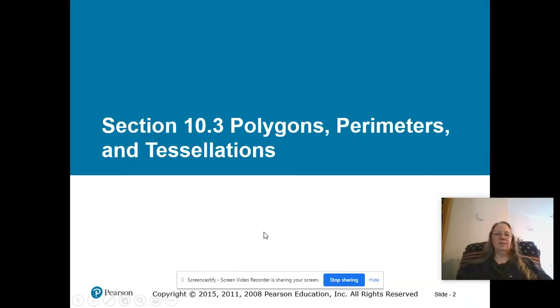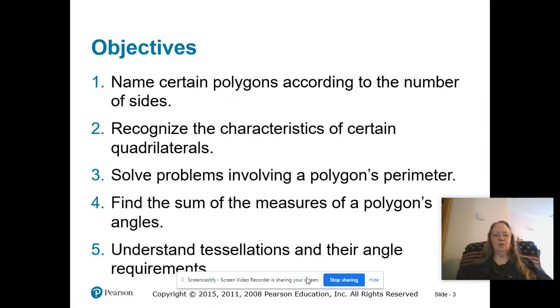All right, section 10.3, polygons, perimeters, and tessellations. Okay, what are we going to do? We're going to do all of that.